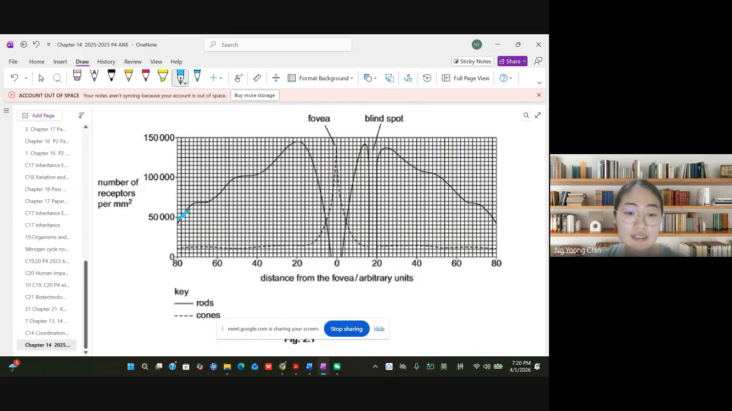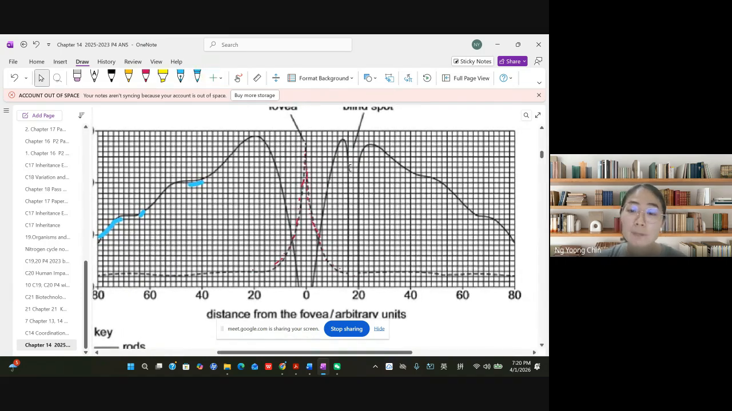The cones are here, okay, this line. And then the rods will be another line, which is here. Here is a rod, which is this line. Okay, here. And then here will be the blind spot. Okay, can you see the blind spot here? Yeah, blind spot. And then when you see the blind spot, right?